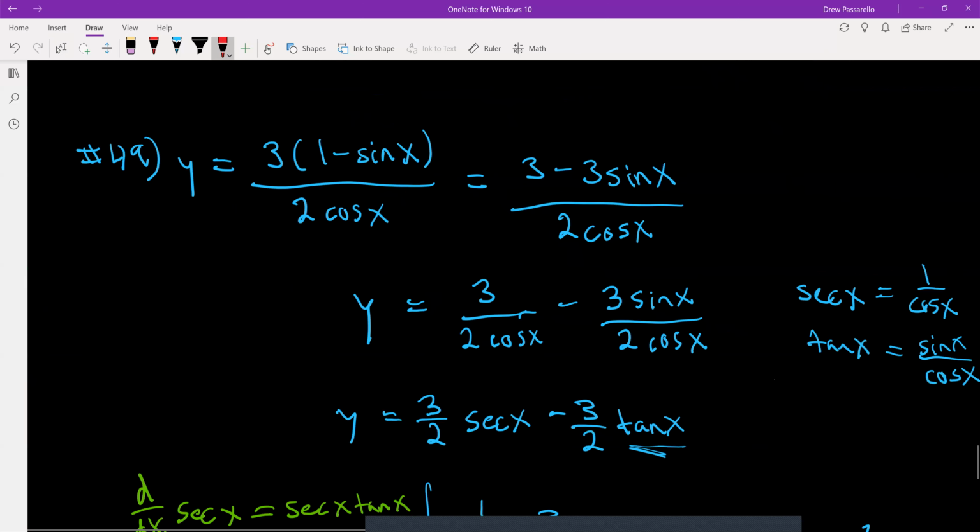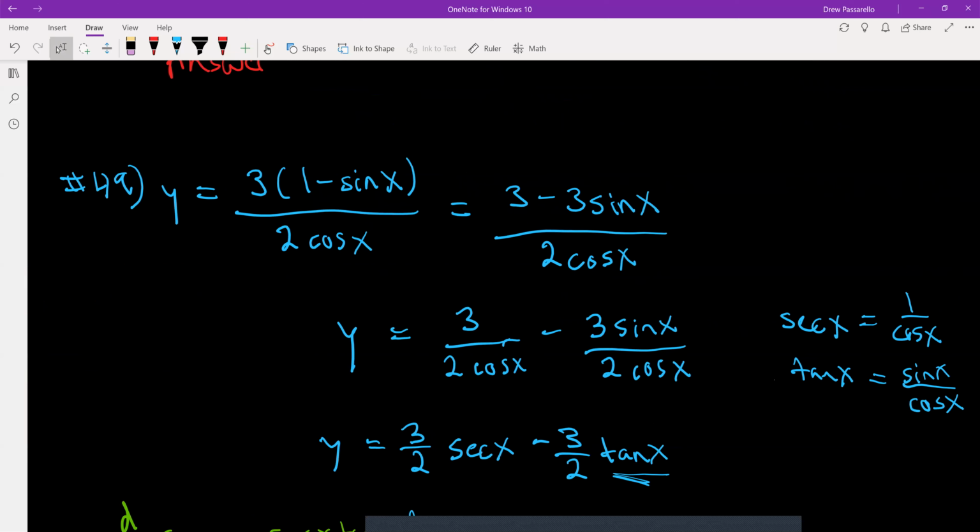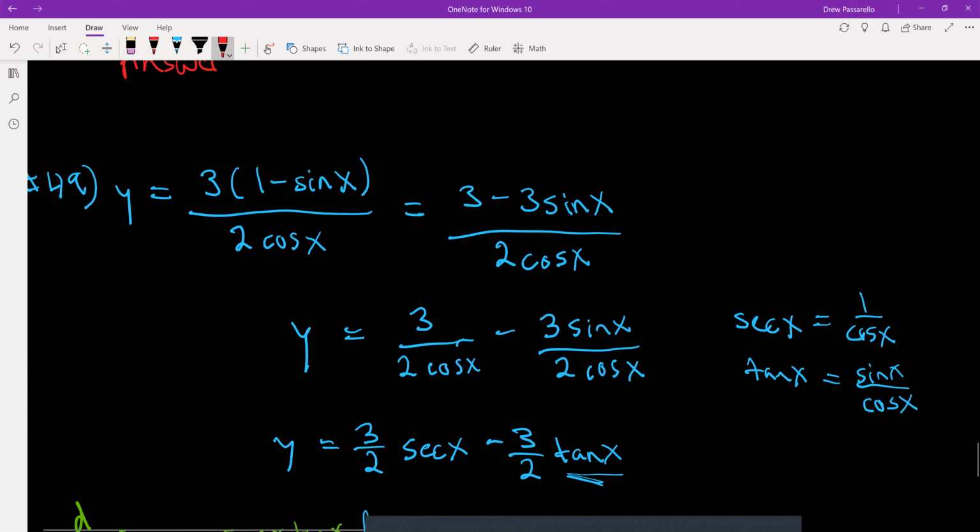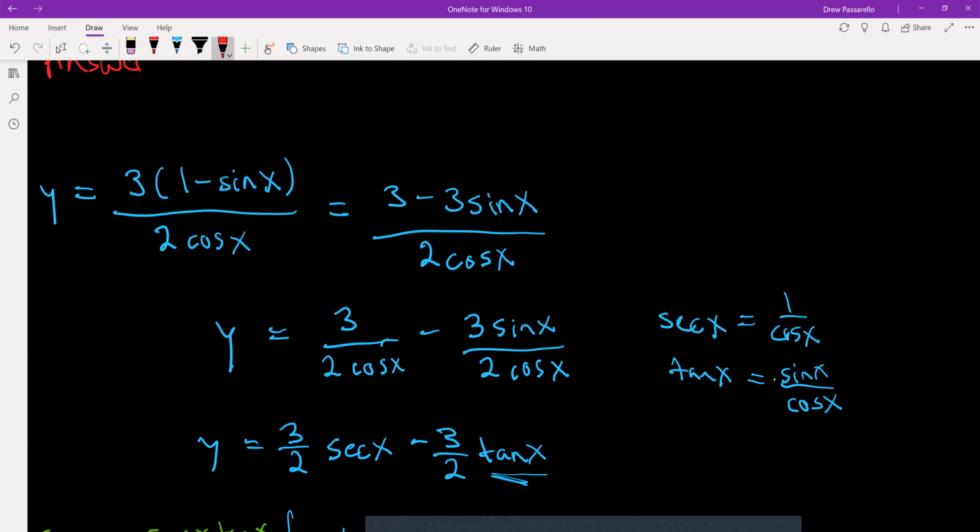Okay, so just to recap, I rewrote the problem, I distributed the 3, and then I changed that into 2 fractions. Just because of adding and subtracting fractions, we can change one fraction into 2 fractions where they both have the same denominator. In this case, it's 2 cosine x. Then I use some trig identities, where secant is 1 over cosine, so that's why I changed 3 over 2 cosine x into 3/2 secant x. And I know sine over cosine is tangent, so I changed the second term into negative 3/2 tangent x.